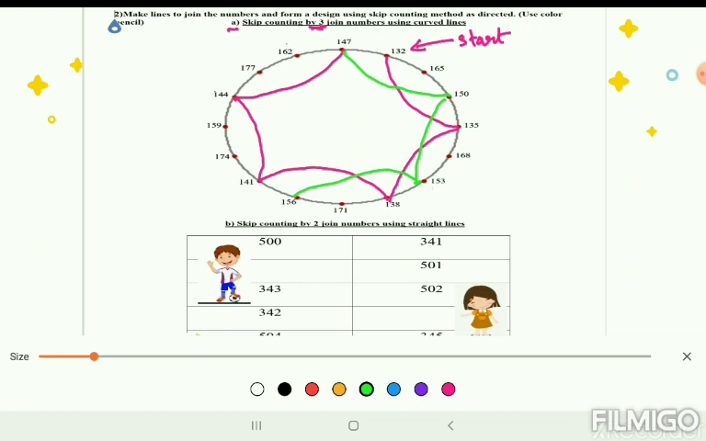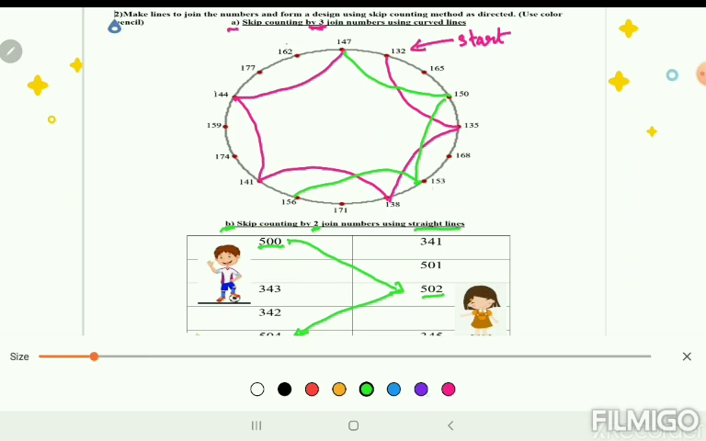Okay. In B, you have to skip count by 2 and you have to join with a straight line. So when you start with 500, skip count by 2 means after 500 you will get 502. So in this column, where is 502? Here is 502. So join this with a straight line. Okay. Then after 502 you have 504. So join with a straight line like this.